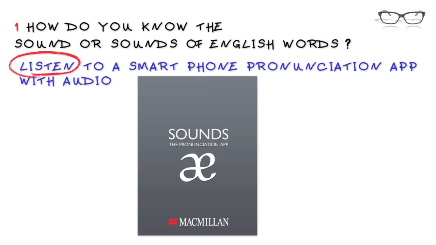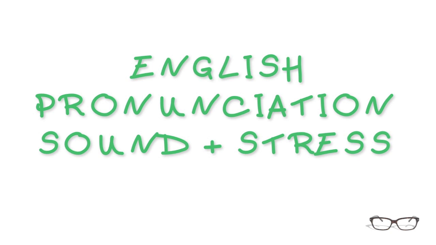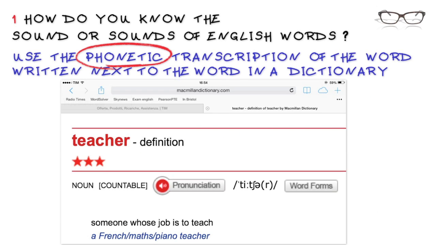And here's a fantastic app, an application for a smartphone or a tablet. It's called Sounds, the pronunciation app by Macmillan. I use it a lot when I am teaching pronunciation, and I tell my students to download it, to use it, because it's a fun way of finding out the sounds. So in any English dictionary, this is an online dictionary which I'm showing you here from Macmillan, there will be the phonetic transcription written next to the word you're looking at.